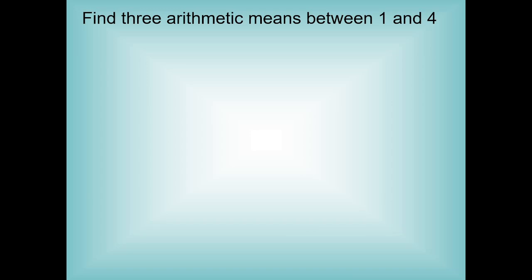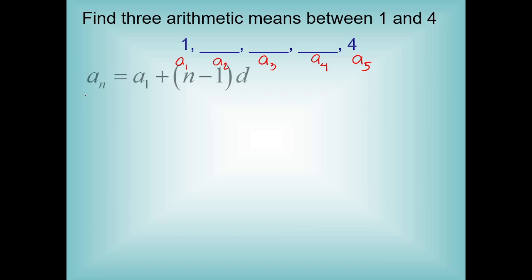Now, let's have another one. Let's insert three arithmetic means here. So, take note, this is the first term, the second term, the third term, the fourth term, and the fifth term. Okay, now, let's use the formula. We have A sub n is the number 4, this one. This is our A sub n. 4 is equal to the first term, that's 1. This is our first term. Plus n, that's 5. Over here, we have 5 minus 1 times the common difference.